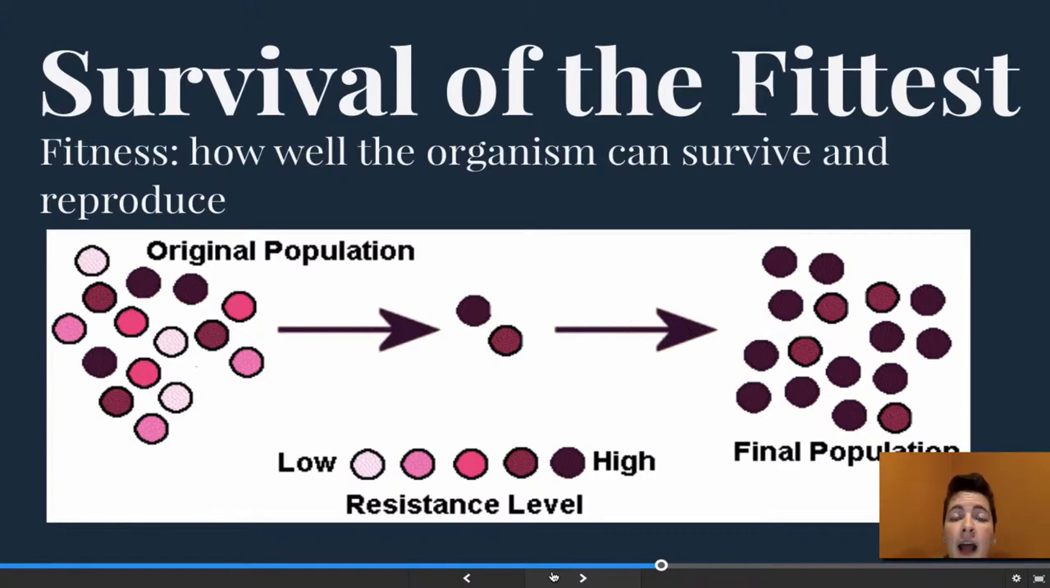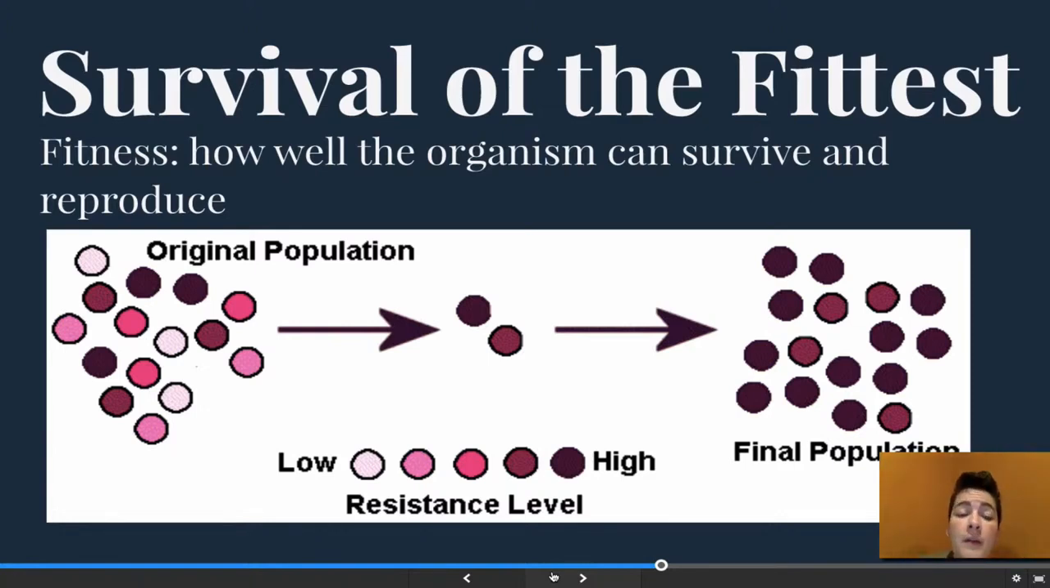If we take a look at a population of bacteria that has different levels of resistance, the lighter colors are lower resistance and the darker colors are higher resistance, meaning that they can resist an antibiotic better. And then when they're placed in an environment of antibiotics, only those that have the high resistance are able to survive. Anything with the low resistance is going to die off and not be able to reproduce. Only the genes that have the resistance are able to be passed on. Those are the adaptations that are beneficial and able to be passed on. So the ones that are high resistance have a better fitness level.